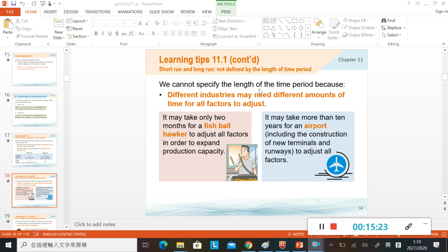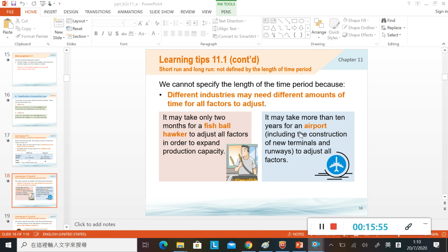period。我哋唔可以講個 short run 有幾長，個 long run 有幾長。咁點解咧？Different industries may need different amounts of time for all factors to adjust。唔同嘅行業需要唔同嘅時間，去俾全部嘅 factors 變晒做 variable factors。For example, for the fish ball hawker, it may only take 2 months to adjust all factors, for the fish balls and for the food truck.